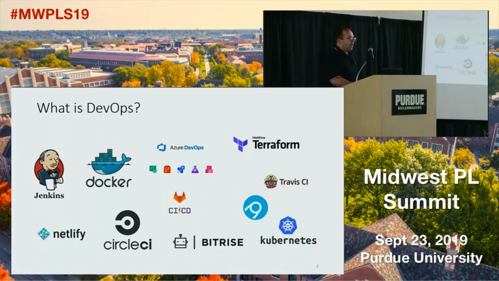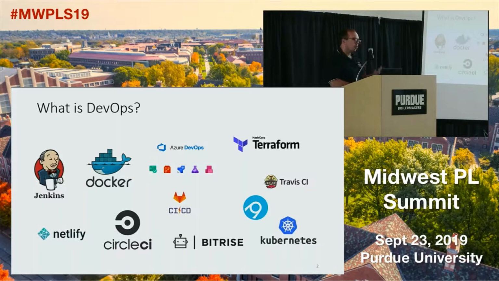Before I really dig into things, I want to get us on the same page really quick about what I mean when I say DevOps. I'm mostly going to be referring to two things, DevOps tools and DevOps artifacts. When I say DevOps tools, I mean tools like Docker, Jenkins, Travis, CircleCI, that sort of stuff.